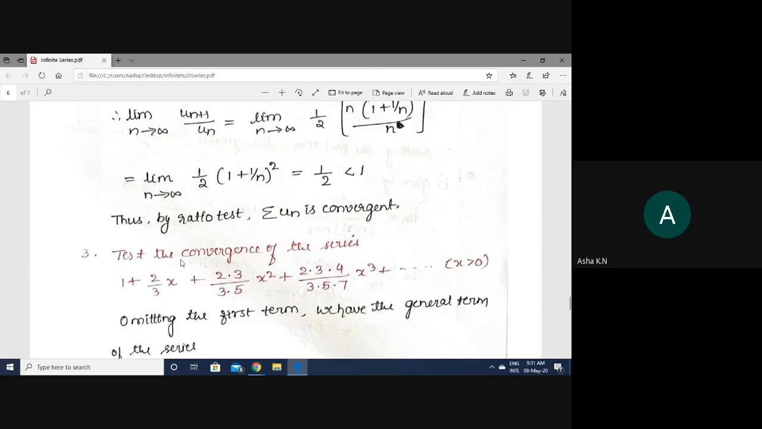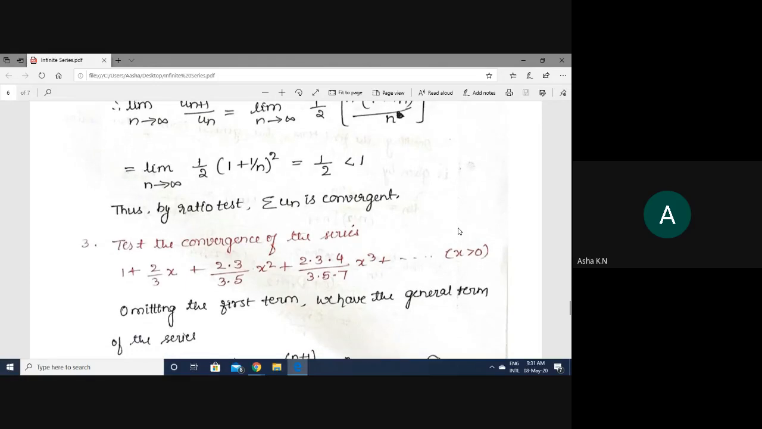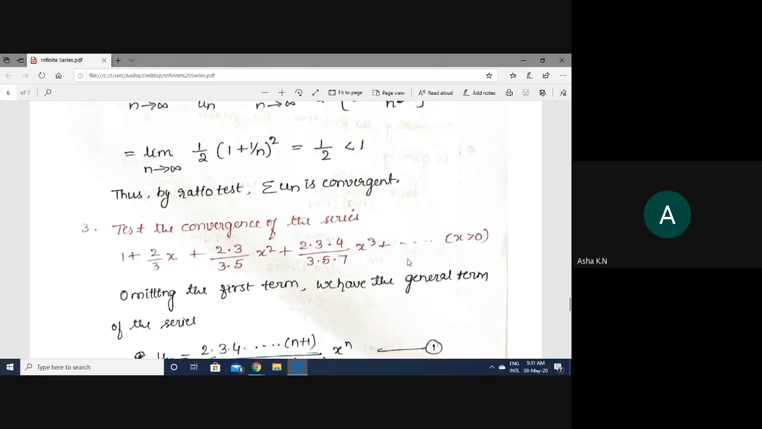Now what I'm saying is, first term you have 2, second term is still 3, third term is still 4, nth term is still n plus 1. So you will have 2 into 3 into 4, etc., up to n plus 1.